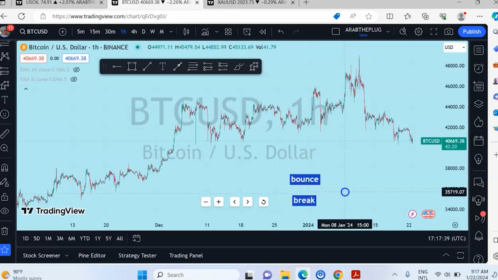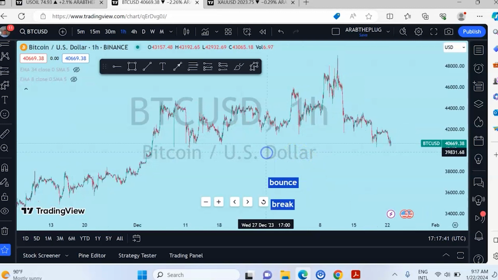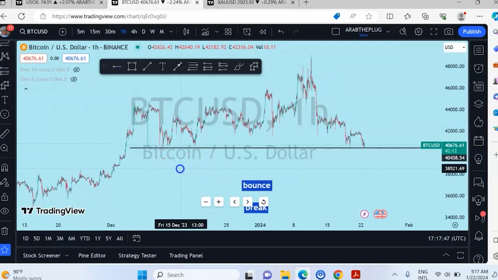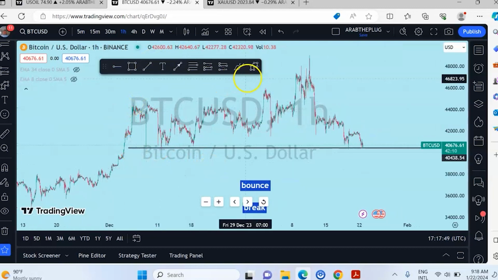So what does the break and the bounce mean? For example, this is an area of support, and we call it an area of support because anytime price comes to this area, it bounces again and buyers start buying. It came again and buyers came in, they pushed it up again. It came in around here again.